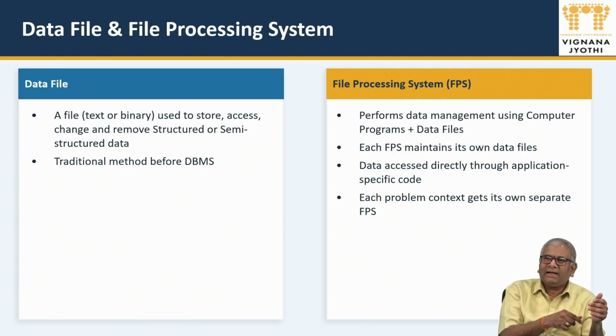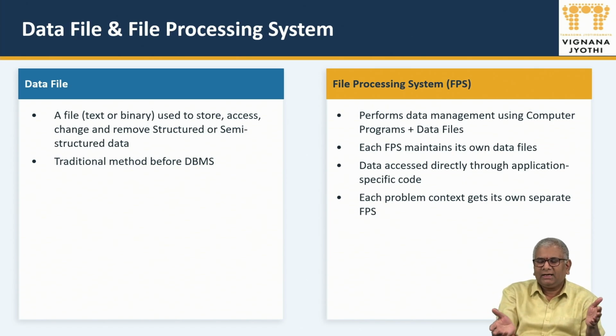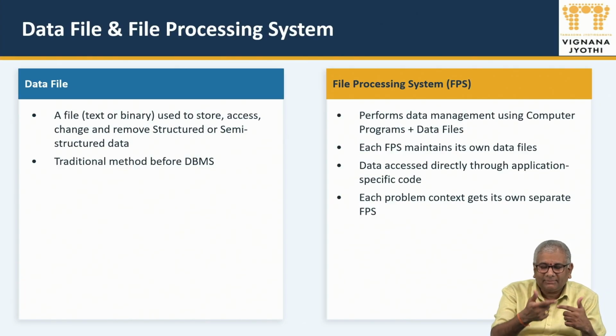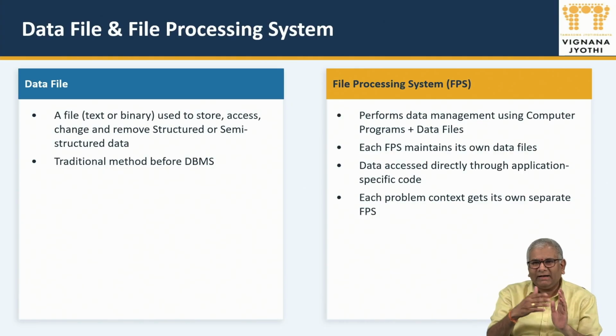Now later management says, okay, 500 we didn't get too many, let's extend this to 1000. Then they have to write either another program or change the program to get the 1000 records. Now they say one more requirement: people living in this pin code, I want to know how many students are living in the pin code. Then you have to write another program. So basically each problem context gets its own separate file processing system.